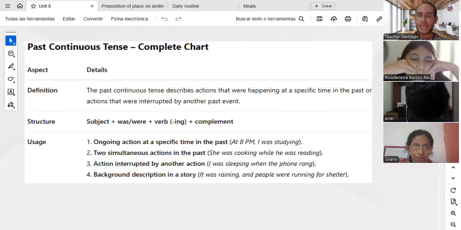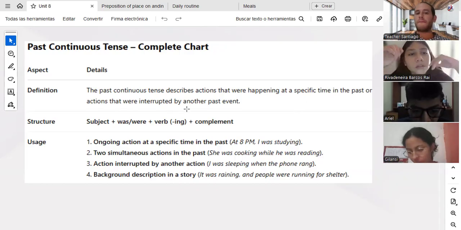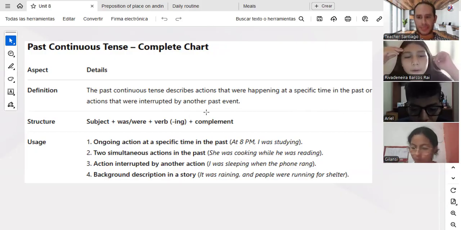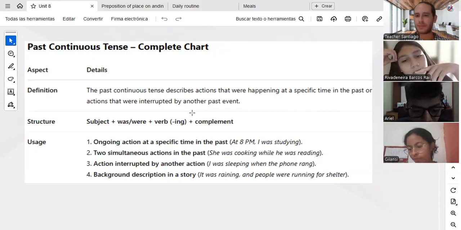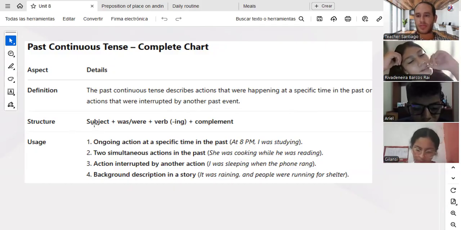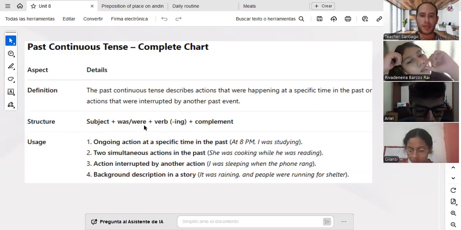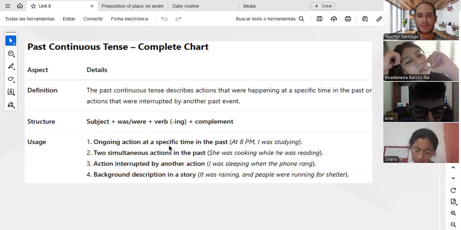The past continuous tense describes actions that were happening at a specific time in the past, or actions that were interrupted by another past event. Now, this is easy. With an example, it will be understandable. Subject, this is the structure, right? Subject plus was or were plus verb with ing plus complement. So let's check. Ongoing action at a specific time in the past.